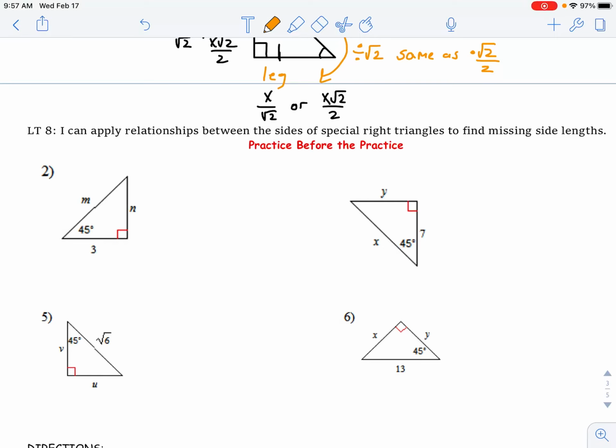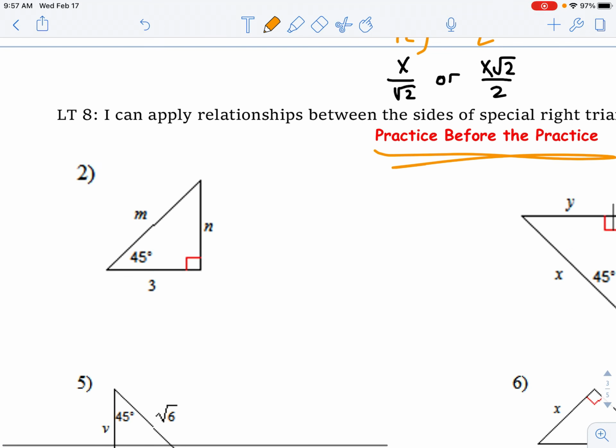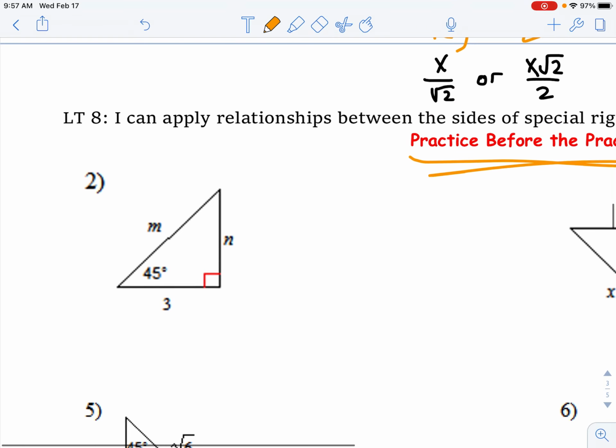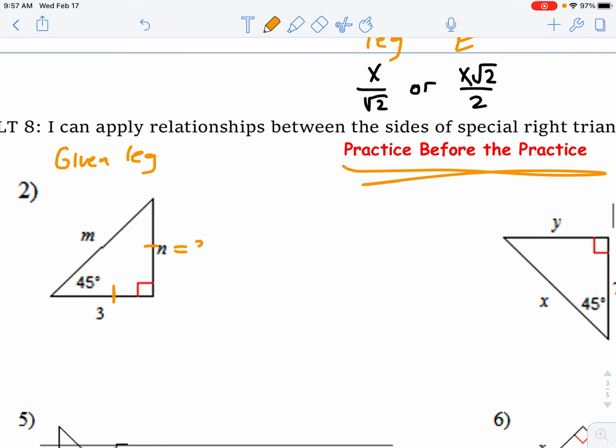Okay, so now all we're gonna do right now is practice before the practice. So before we have those practice problems, let's practice together and see how quick and easy these problems can go if you actually know the rules. So in this case, we're given the leg. We're given the leg, so we automatically know that n is also 3, because that's also a leg.